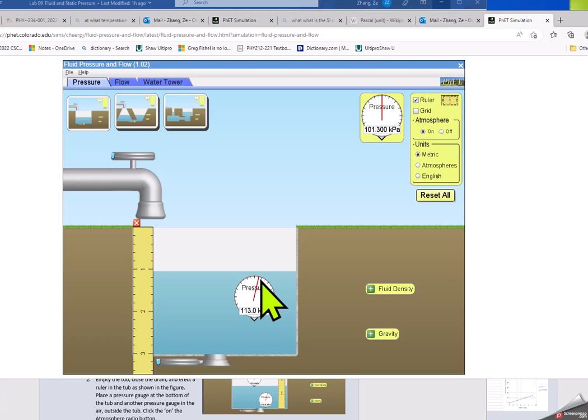So that's what this lab is about. Now if you go over here, that's about 101, because of the air. But say you come over here to remove the atmosphere. See, watch the gauge.